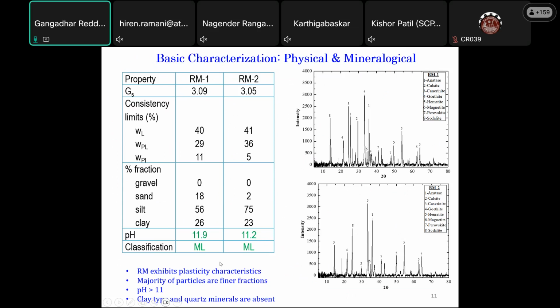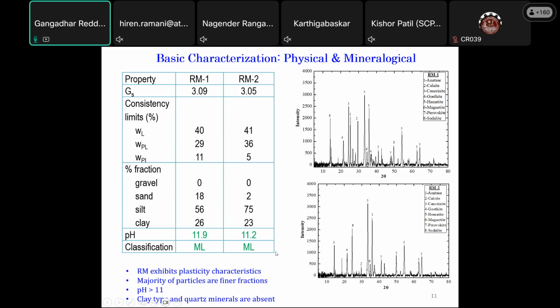It is similar to clay properties, but as I said, the particles are in the silt range, but these are not exactly silty soils.